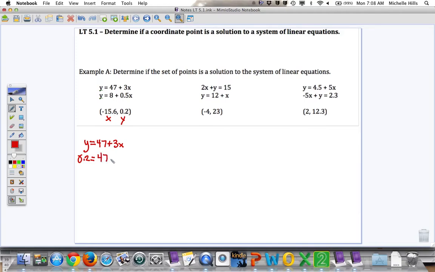So 0.2 equals 47 plus 3 times -15.6. 3 times -15.6 is -46.8. So 47 plus a -46.8 is like 47 minus 46.8. I could also just, once I substitute this, plug this whole side into my calculator and hit equals and see what I get. 0.2 equals 0.2. Which means this point is on the first line.